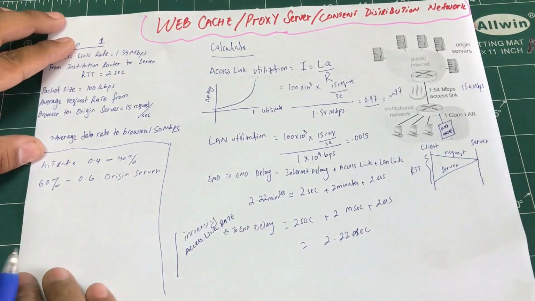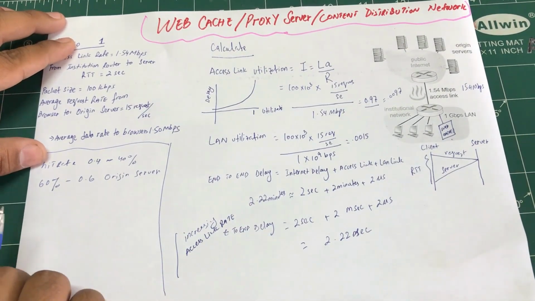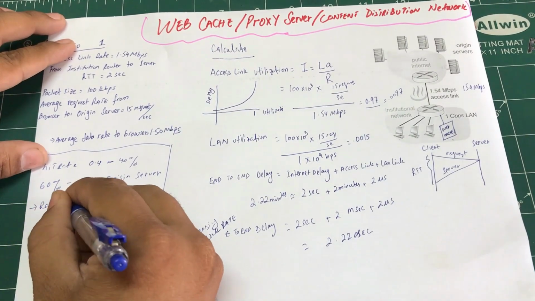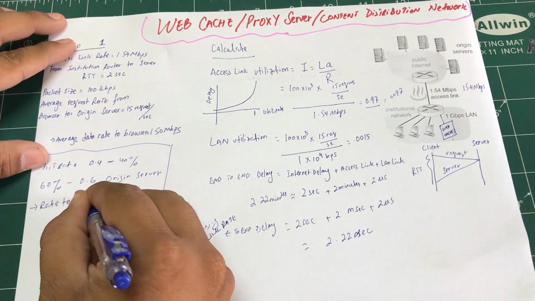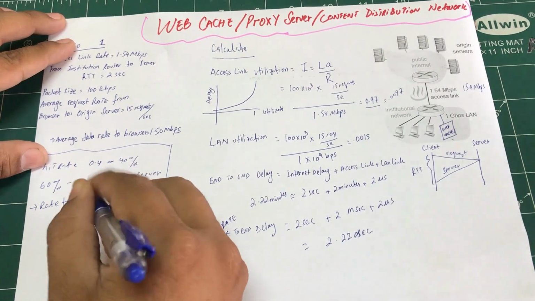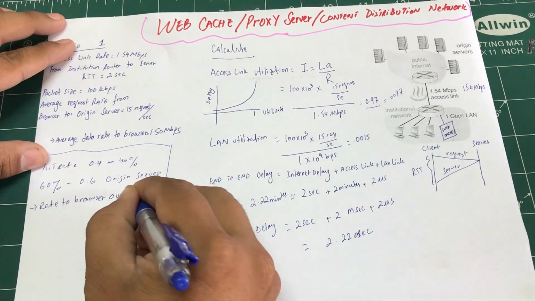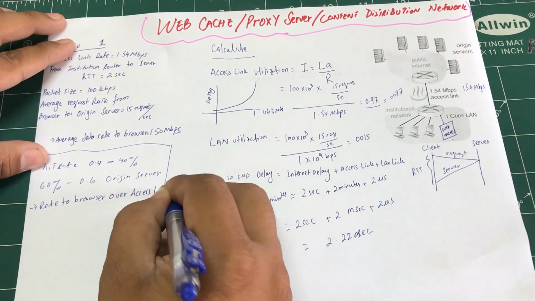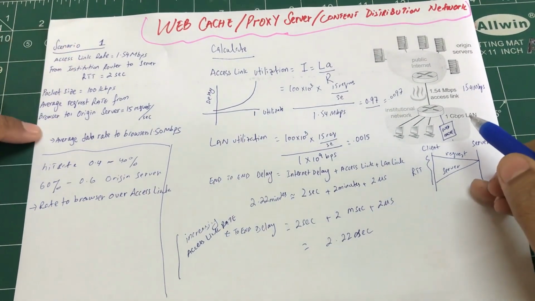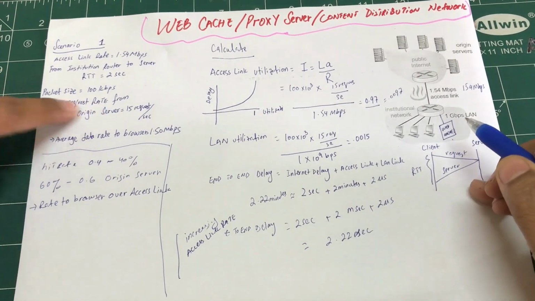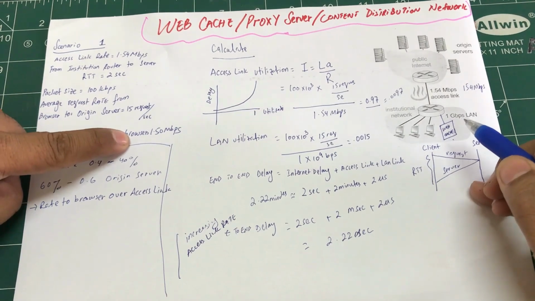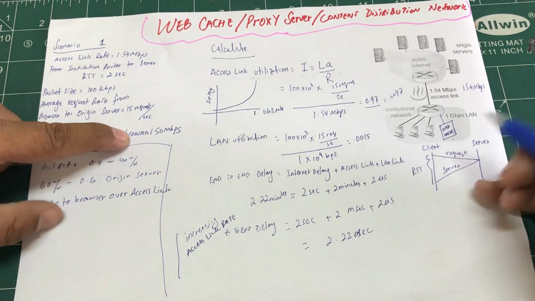So let's calculate the utilization. I know the rate to the browser over the access link. The average rate given in the question, the average request rate from the browser to the origin server, the average data rate to the browser, is about 1.50 megabits per second.